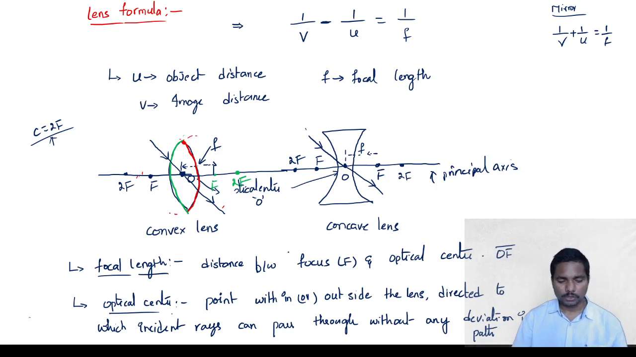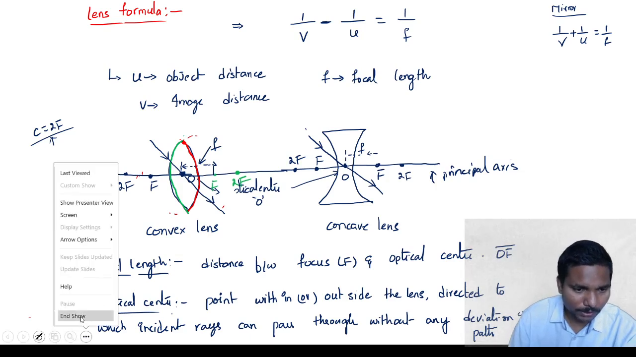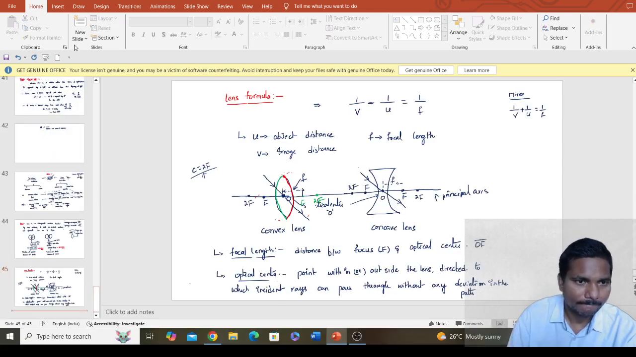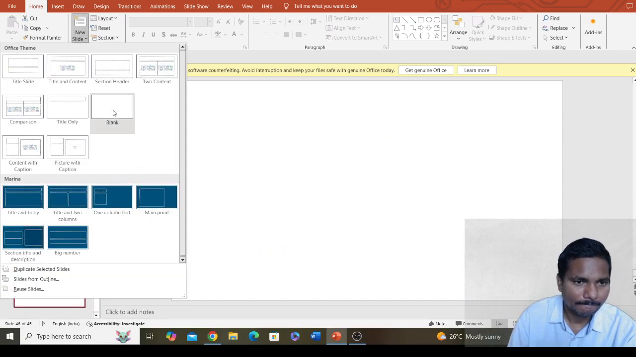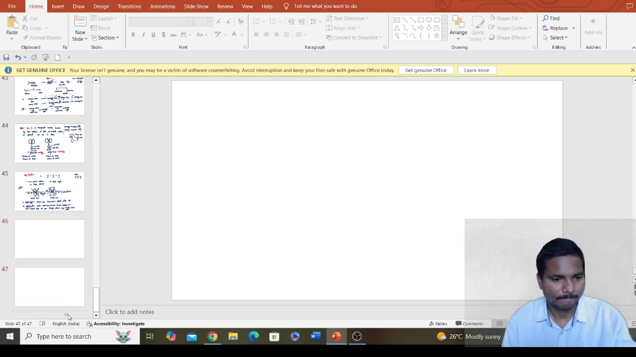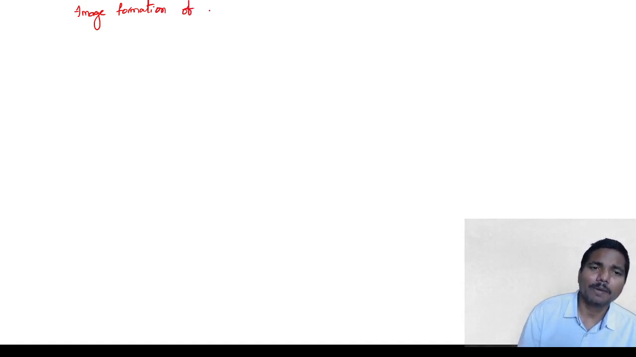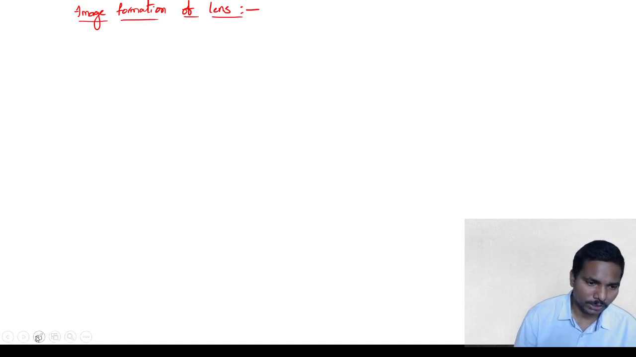Yes. Now we are going to discuss a very important topic, image formation by lens. Here I want to give only some important points, so I don't want to discuss in detail. Why? Because we have already discussed a lot in the mirror. The same, but opposite, applies here. So just use the opposite concept.